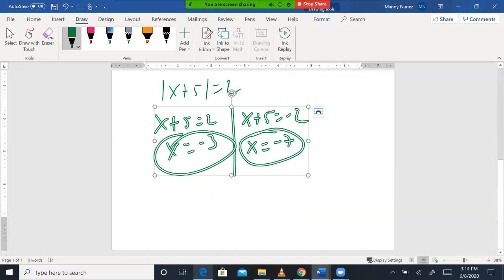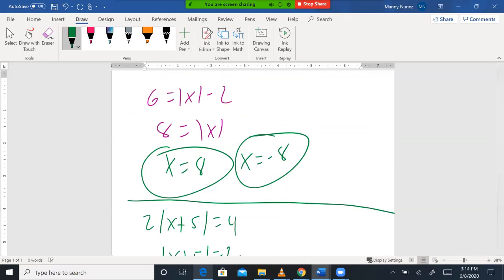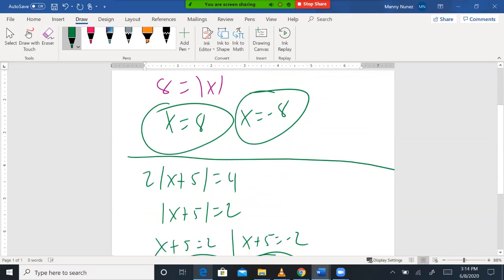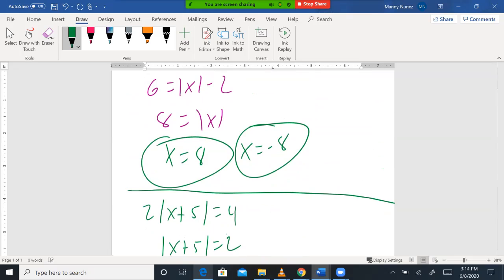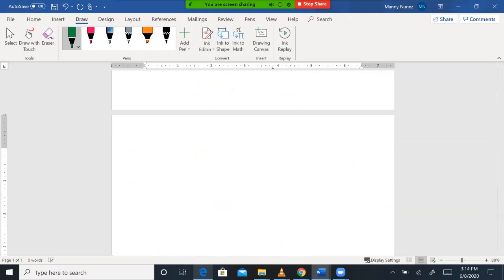Let's actually pull up a sheet of paper here. Or not a sheet of paper, but rather, come on. Why is this not working? There we go. Okay, let's do this next one here.